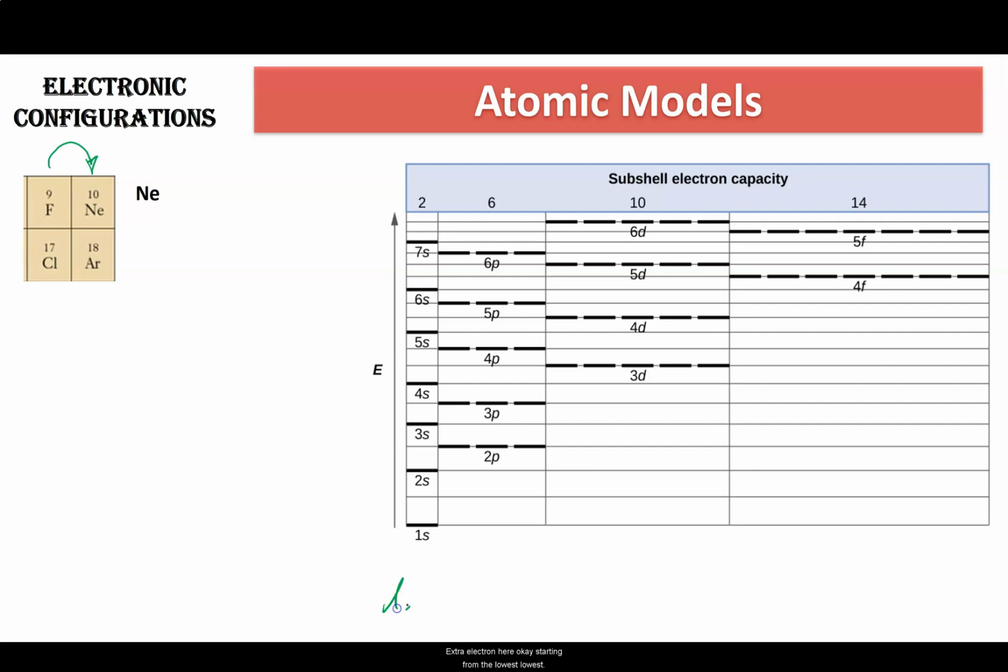Okay, starting from the lowest energy floor. Therefore, that's going to be 1s. And we have a total of 10 electrons. So I got 1s that contains 2 electrons. Then I'm going to go to the next floor. I do not have any more rooms on the first floor.